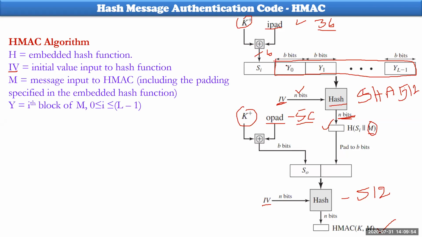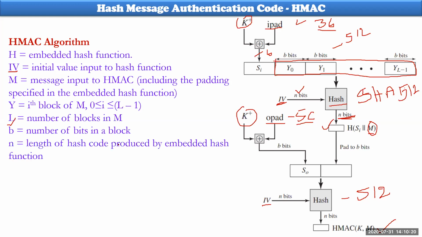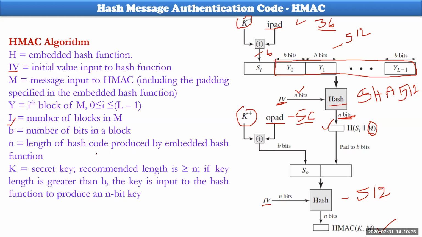Each block size will be B bits, in the sense of 512 bits here. L will be the number of blocks into which M has been divided. M will be the total message. The message will be divided into several blocks, L number of blocks here, followed by B, the size of each block. N will be the length of the hash code produced by the SHA. And K will be the secret key which you have considered.